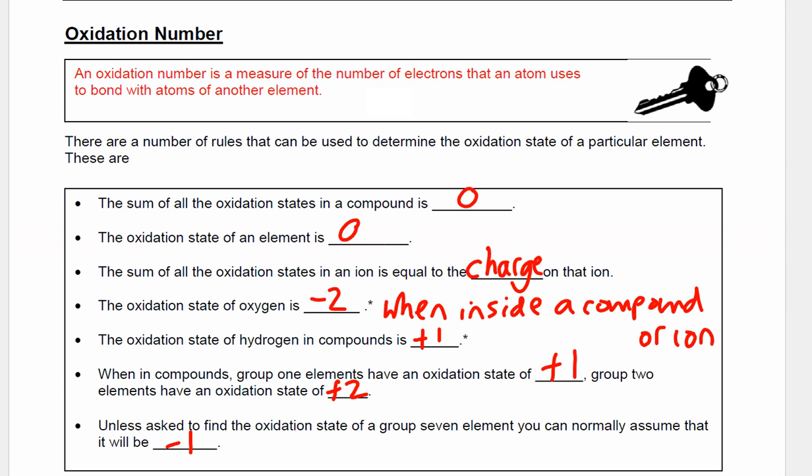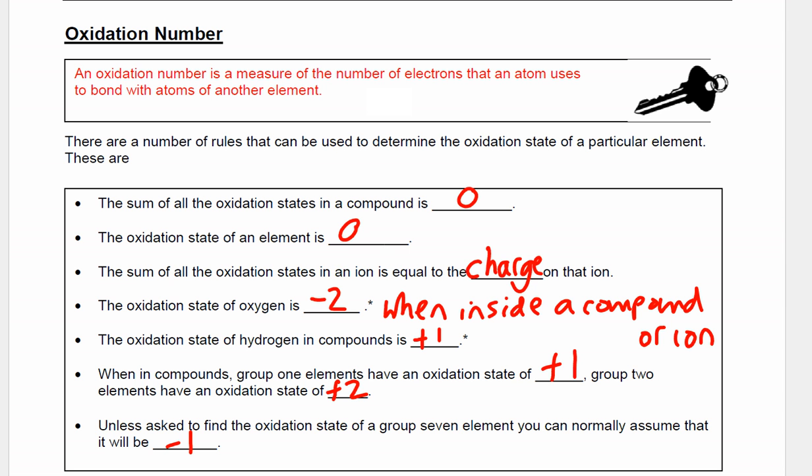A compound is made up of different elements joined together. And the sum of all of the oxidation states, or oxidation numbers, comes to 0. The oxidation state of any element is 0. For example, Na, the oxidation state is 0. Cl2, the oxidation state of the atoms in Cl2 is 0. S8, the oxidation number of each sulfur in S8 is 0. So if all of the atoms are the same, it does not matter how many atoms make up the molecule, the oxidation number of the element is 0.